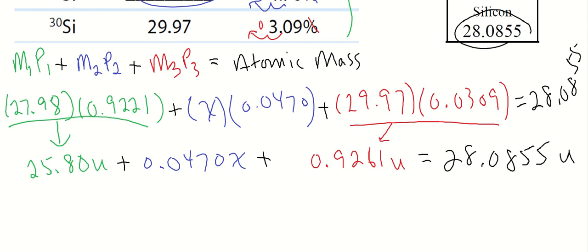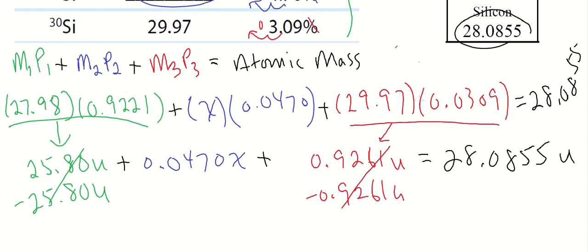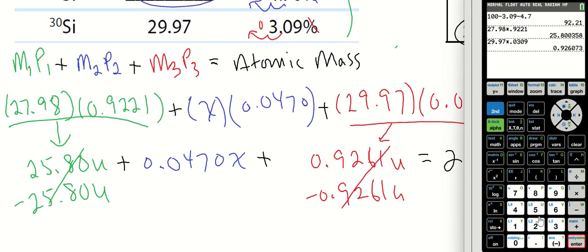All right, let's subtract both sides by 25.80 and 0.9261 from 28.0855. I'm going to subtract that number in green, 25.8, and I'm going to subtract that number in red, 0.9261. All right, there is what I have left on the right side, 1.3594.